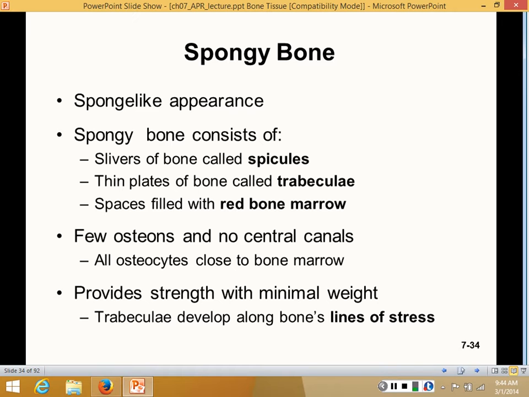If you go back to the bone where the distal end of the epiphysis is showing you what? The red bone marrow. Now, although that spongy bone looks like a sponge, we tend to think it's lightweight, but it lightens the weight of the bone, and it's hard because it's calcified as well. Okay? Provide strength with minimal weight. Strength with minimal weight. It lightens the weight of the bone. Develop along the bones what? Lines of what? Stress. Okay? Lines of stress. That's where the bone is strongest. Okay?